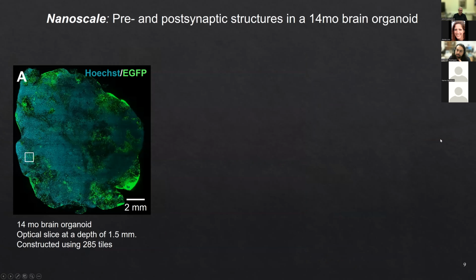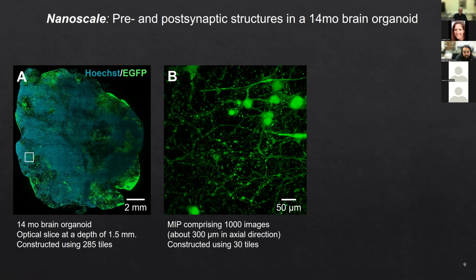Now, if we want to go to the nanoscale, then we will analyze here the pre and postsynaptic structures in a 14-month-old brain organoid. Here is an optical section of a 3D volume, and this was done with 285 different single tiles that are stitched together. We will focus on the area that is marked in A.